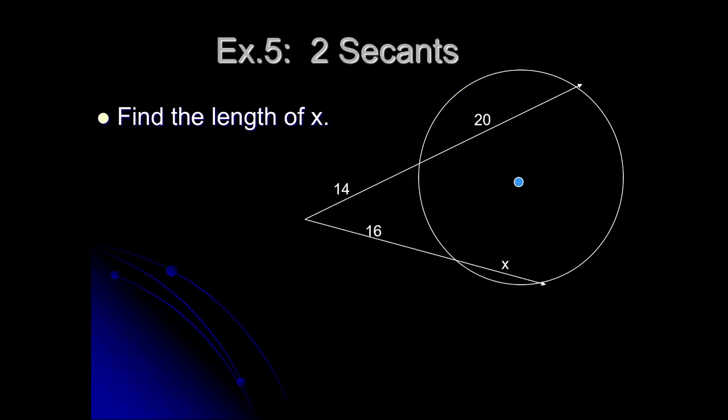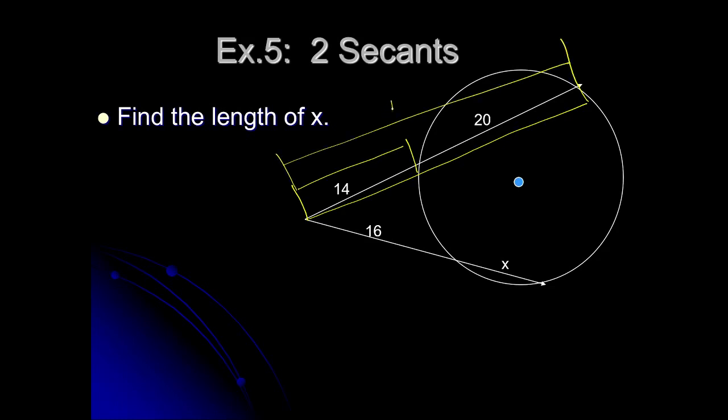Okay, this one. Find the length of X. Let's focus here, let's focus on this line. This is the line. How long is the shorter side? 14. The longer side: what is 14 plus 20? 34. So take note, 14 is the shorter, the longer is 34.